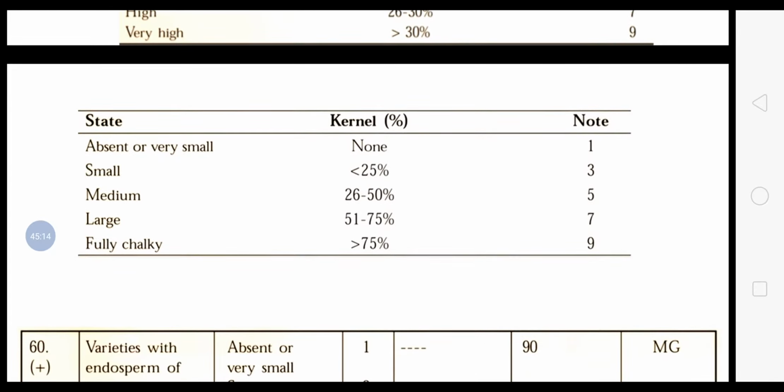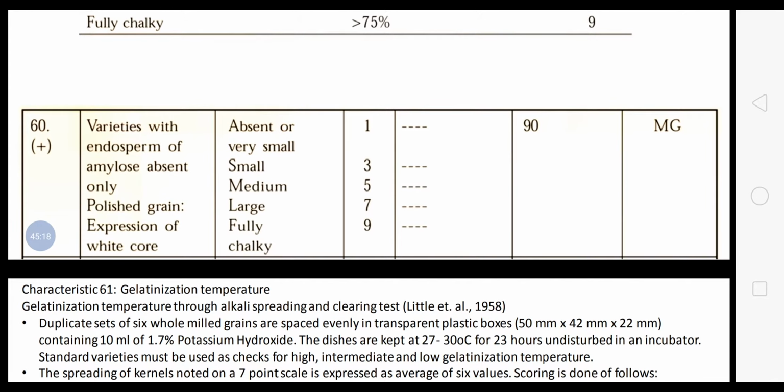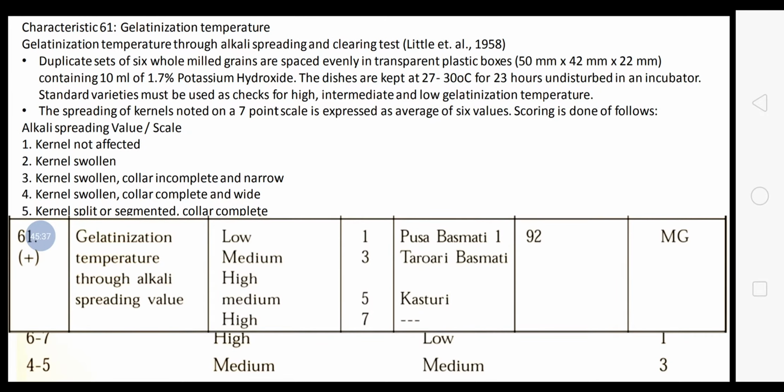Now the 60th characteristic is, for varieties with endosperm of amylose absent, only polished grain expression of white core. This is again classified as absence or very small, scored as 1. Small is 3, medium is 5, large is 7, and fully chalky is 9. 61st characteristic is gelatinization temperature.